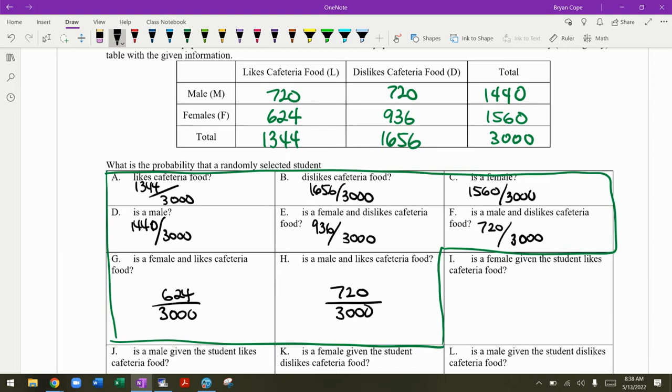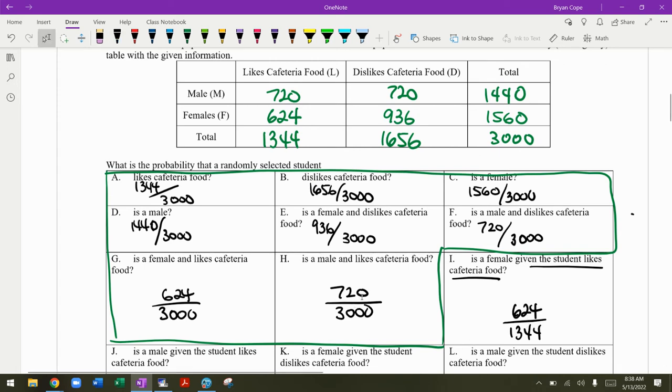Yeah, good job. When it says given the student likes the cafeteria food, that's our denominator. Our denominator now becomes the people who like the cafeteria food, and the numerator is the females in that category. So it's 624 over 1344. That's conditional probability. We take the whole population and shrink it down to say something about a smaller group of people. So let's do J.